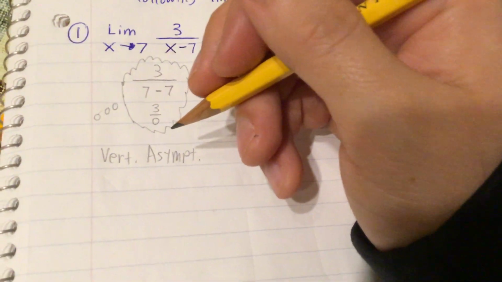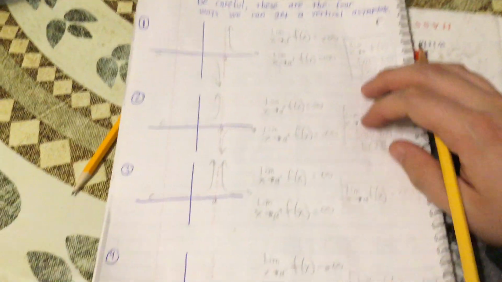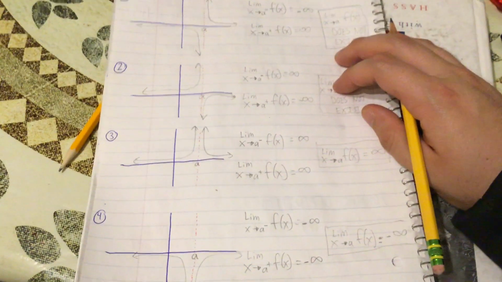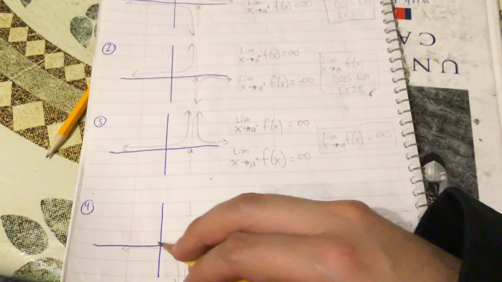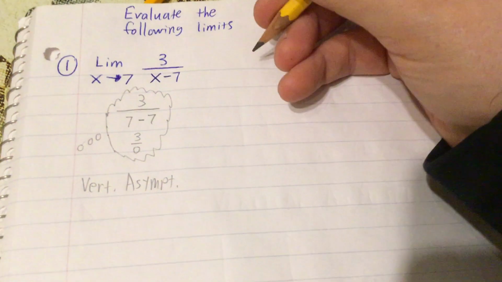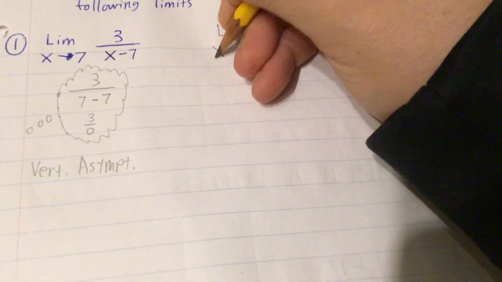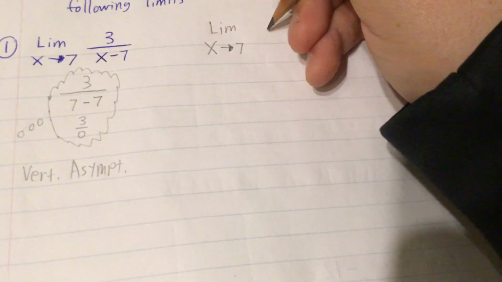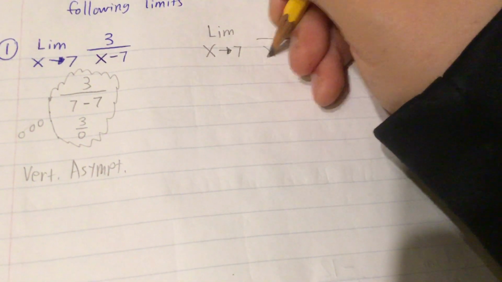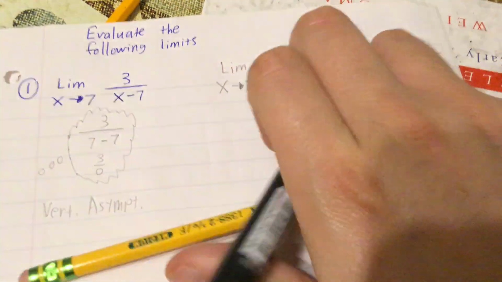So knowing what I know about vertical asymptotes, I want to see which of these 4 cases it is going to be. Is the limit going to exist, or is the limit not going to exist? The key with this, and bear with me, is that we need to take the left-hand limit and the right-hand limit. So first, the limit as x approaches 7 of 3 over x minus 7. Now I'm going to use my colors. First things first, I'm going to take the left-hand limit.